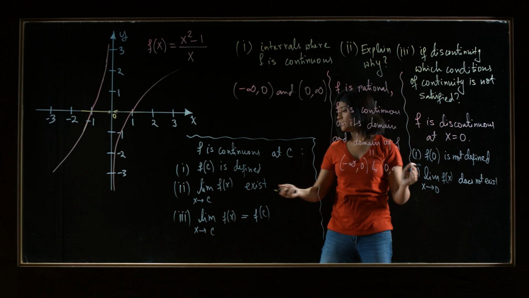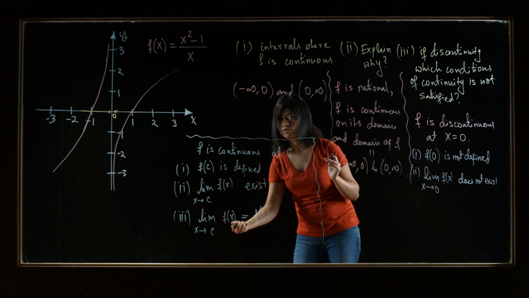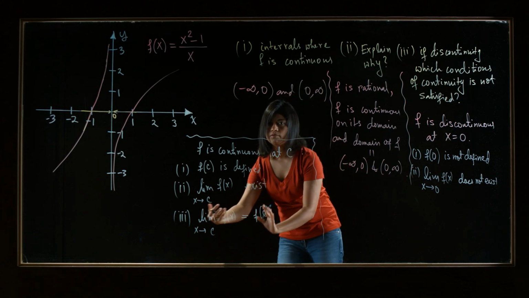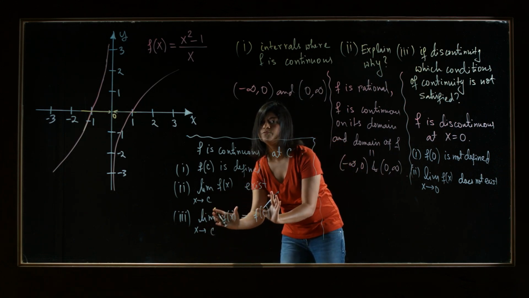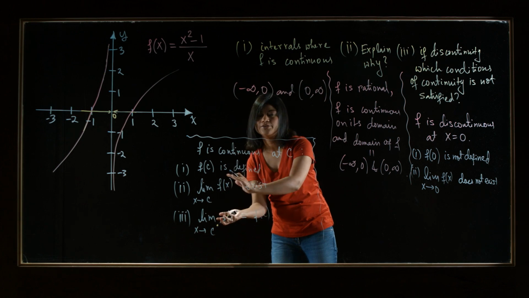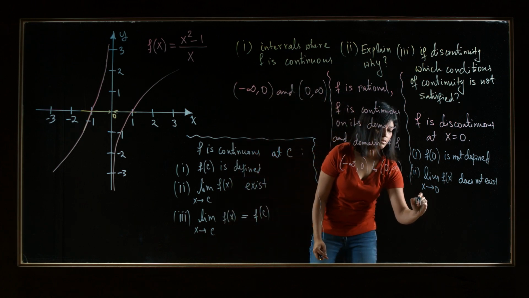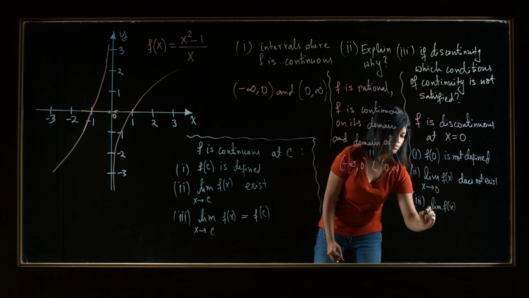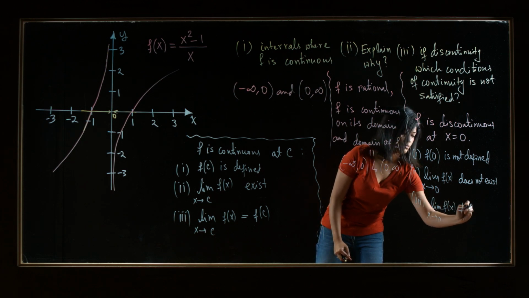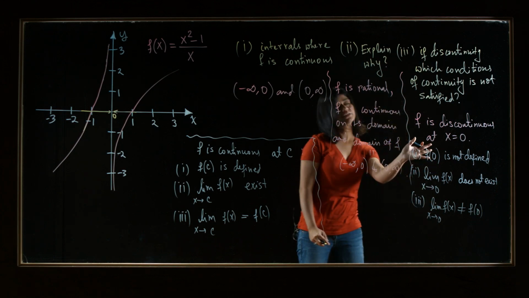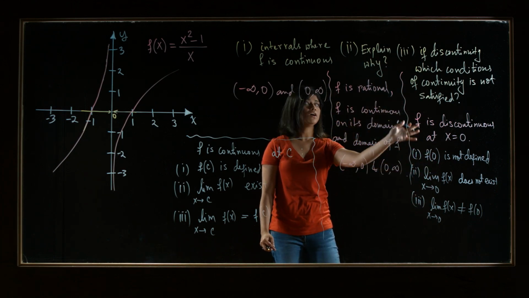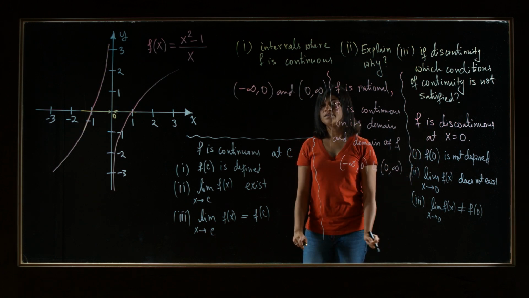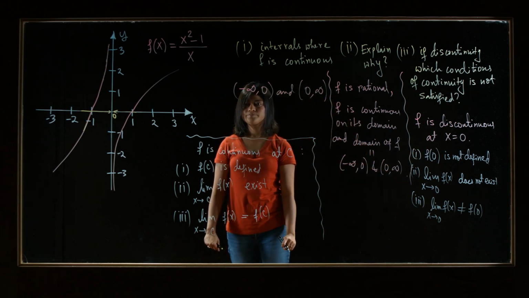And obviously, the third one will fail also. The limit does not exist, and there's no point discussing whether the two values are equal because there are no values. So part 3 also fails. So all three conditions of continuity are not satisfied, and therefore the function is discontinuous at 0. Thank you.